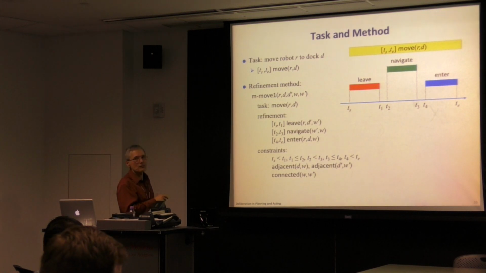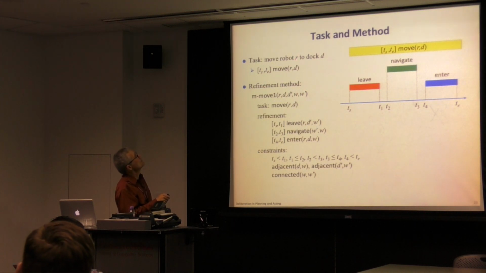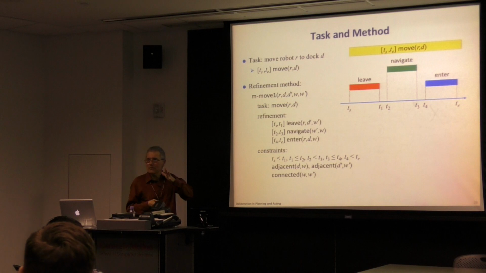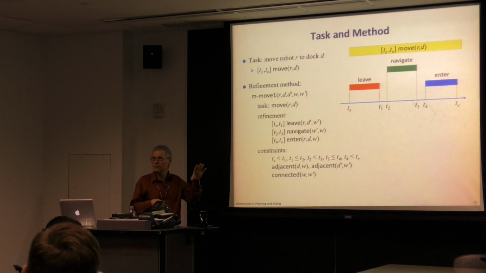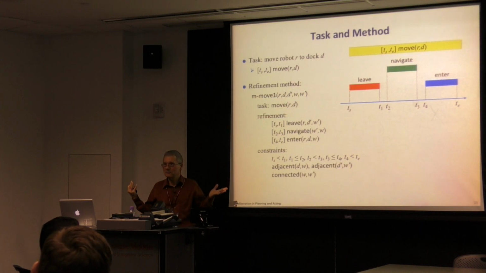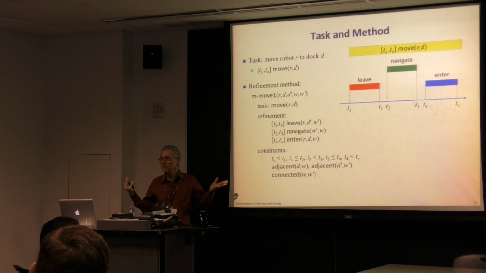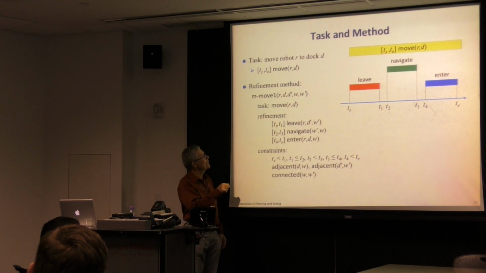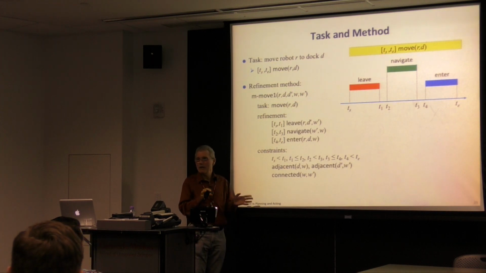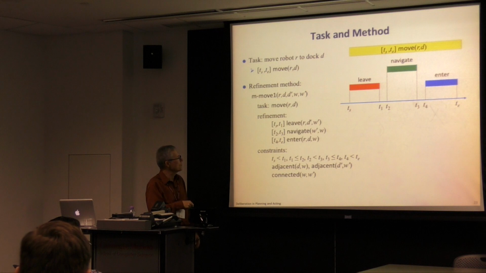We're also going to have tasks. The task of moving a robot to a dock D. Refinement method, a little bit like the refinement methods we had before, but again, everything is temporal. Has a task, has a refinement, has constraints. Well, where are the preconditions? We had preconditions before. Where they are here, remember, each of these things is going to need causal support. So we have some things that look like preconditions there.